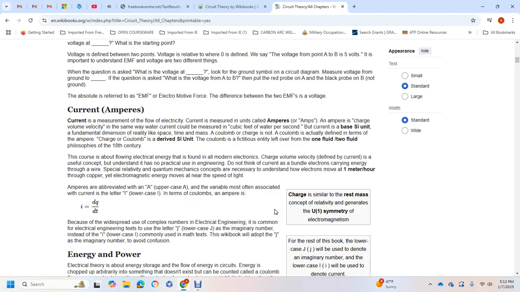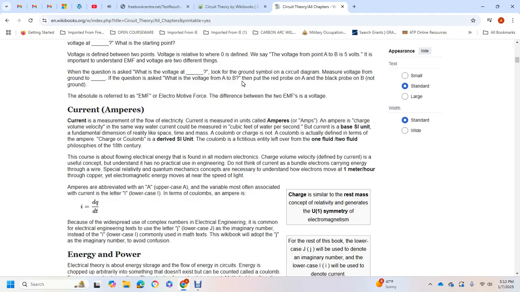The coulomb is a fictitious entity left over from the one-fluid versus two-fluid philosophy of the 18th century. This course is about flowing electrical energy found in all modern circuits. Charge, volume and velocity defined by the current is a useful concept, but not particularly useful for understanding energy. Do you think that current is bundles of electrons? Current is carrying energy through a wire. Special relativity and quantum mechanics concepts are necessary to understand how electrons move 1 meter an hour through copper. Electromagnetic energy moves at the speed of light.